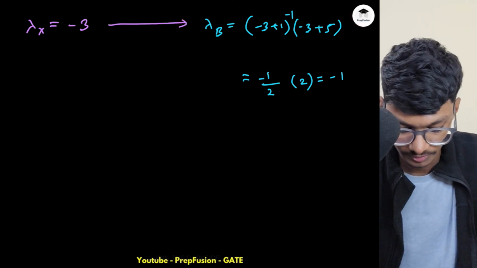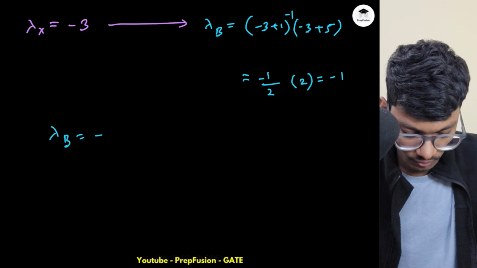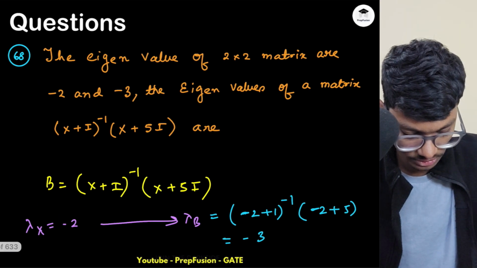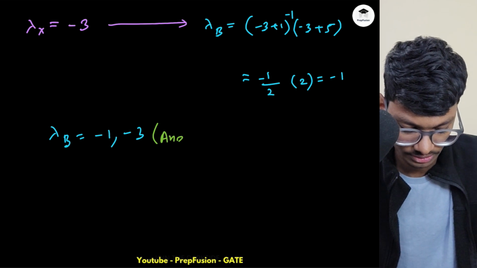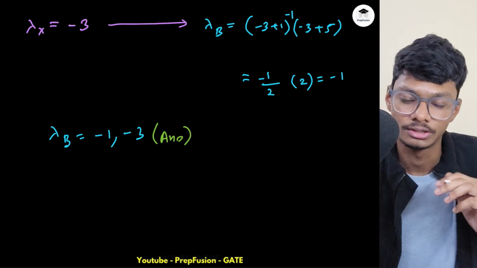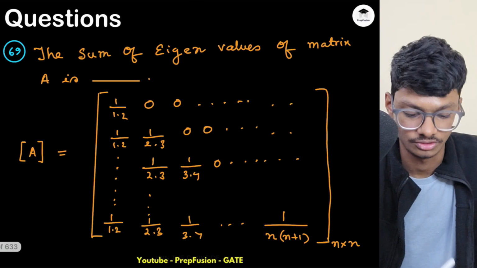So my eigenvalues lambda b will be, one will be minus 1, another one will be minus 3. Okay, so these will be my eigenvalues of the new matrix. So it's just simple. In most cases you will use some property or the Cayley-Hamilton theorem mostly.